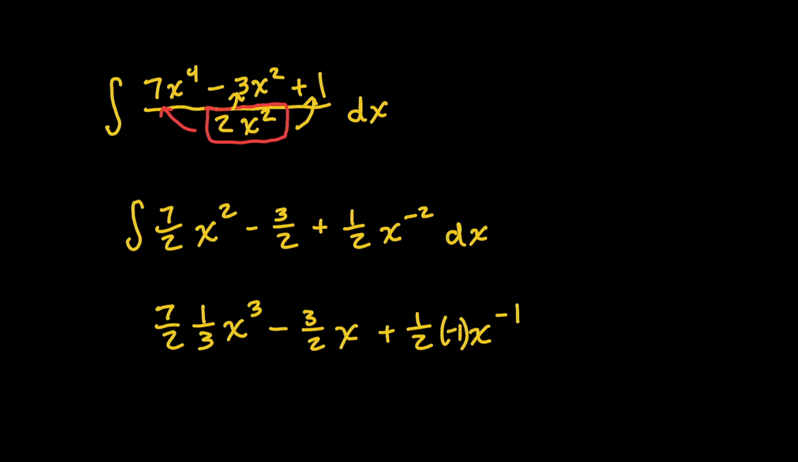Okay. Now we can simplify all these constants. In the front, we'll get 7 halves times 1/3 is 7/6. X to the 3rd minus 3 halves x, and then 1 half times negative 1 is negative 1/2, x to the minus 1, and then plus c, of course, at the end.